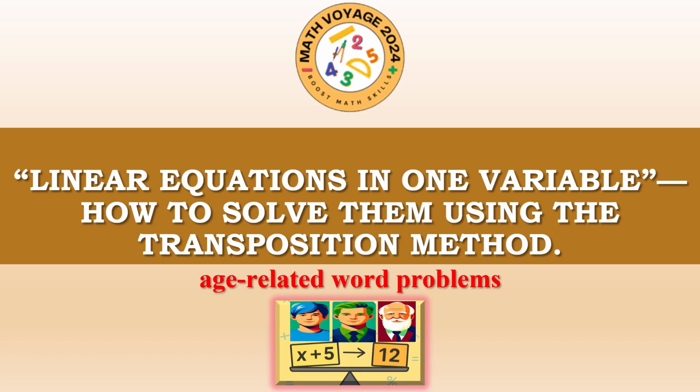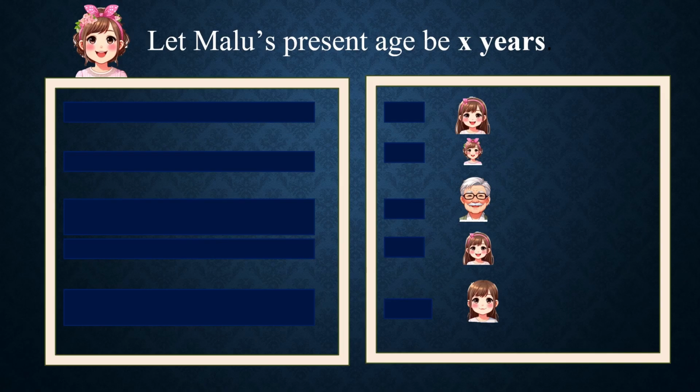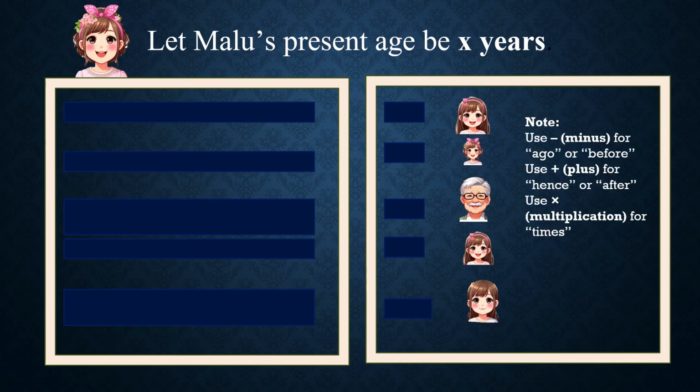So without any further delay, let's get started. Here are 5 age-related sentences. You have to convert each into an algebraic expression. Before you do that, please note: use minus when it comes to ago or before, plus for hence or after, and multiplication for times. Let Malu's present age be x years.